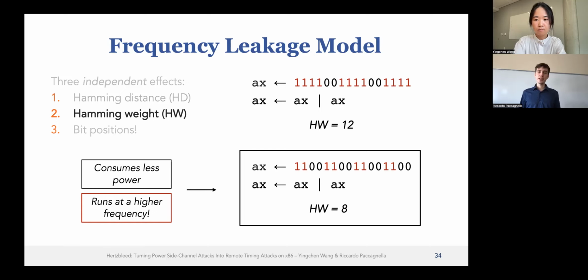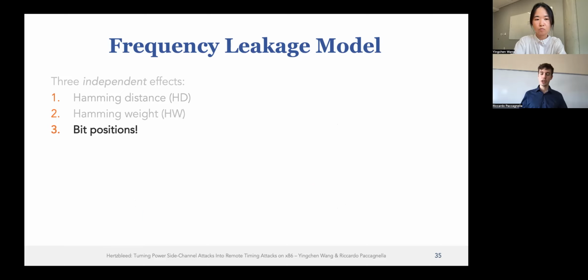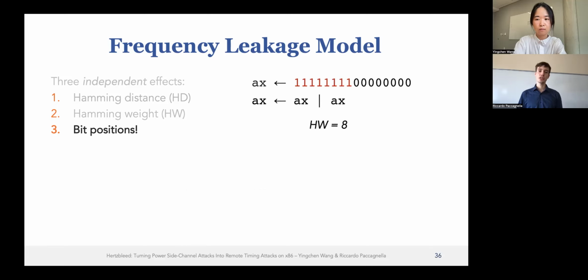Finally, the third independent effect that we observed is the one of the bit positions. Now, what does this mean? Let's assume that we have a computation that looks just the same as the one in the previous slide, where we're computing on data, in this case with the Hamming weight of 8, and the Hamming distance is 0. What we observed is that the positions of ones in these data values does affect frequency as well.